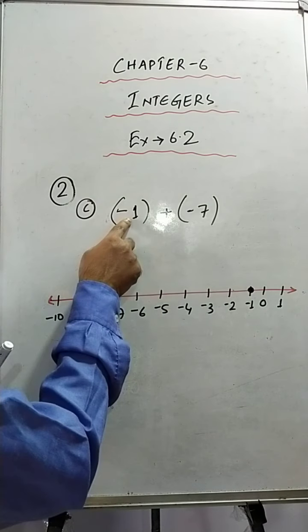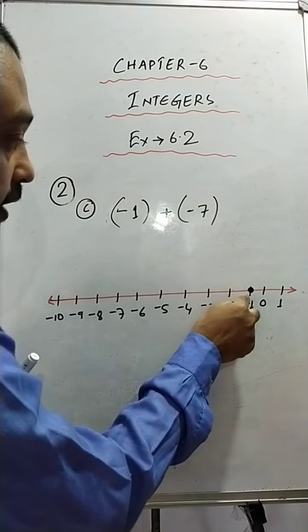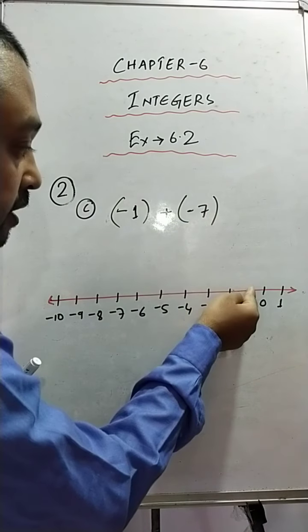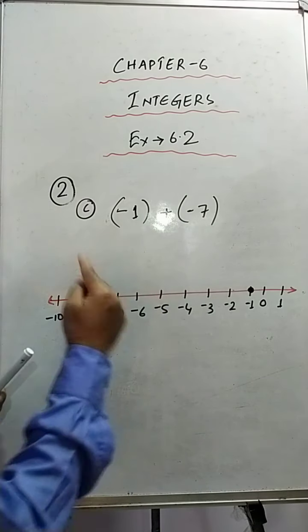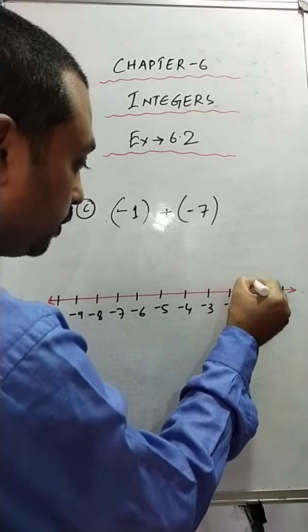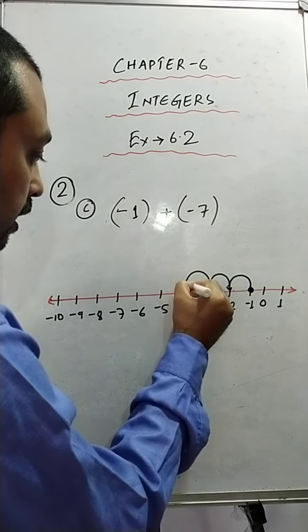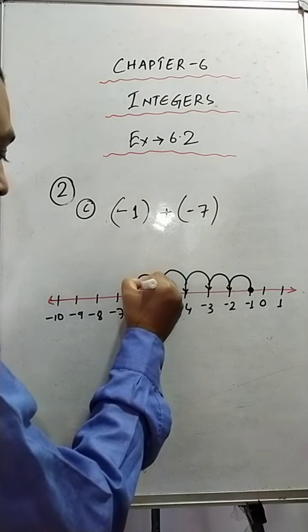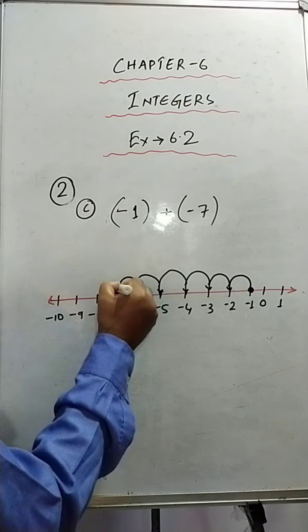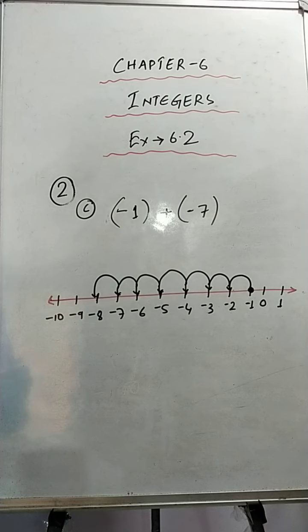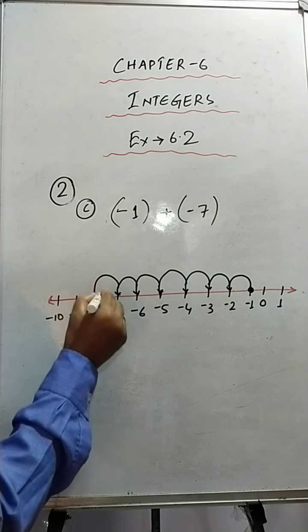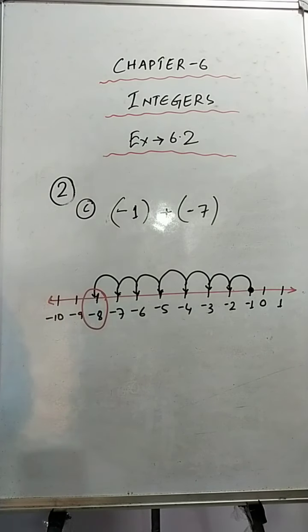Now we are standing on minus 1. Now we have to move 7 numbers towards the left hand side. So what would be our destination? 1, 2, 3, 4, 5, 6, and 7. So what is our required integer? Our required integer is minus 8, students. It's very easy.